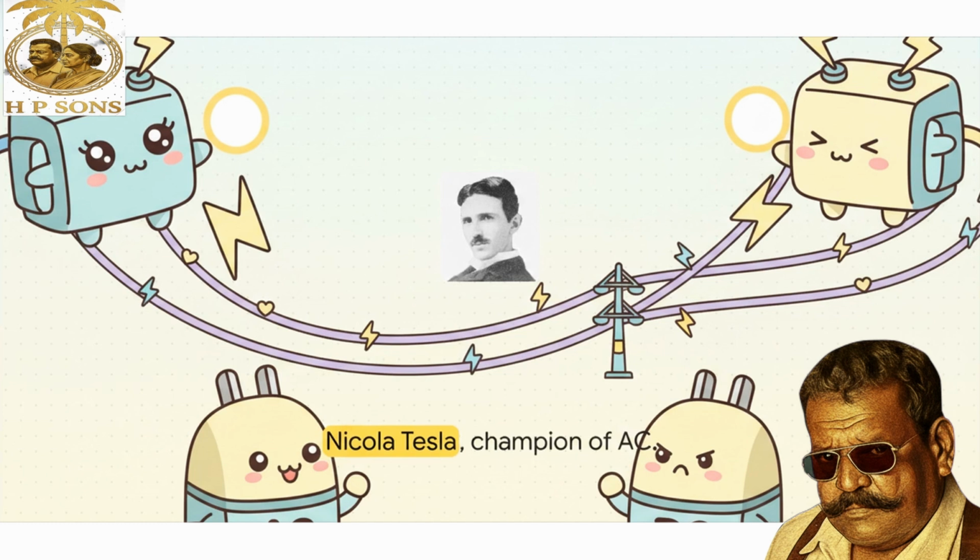And you might be wondering, why did they win this epic war of the currents? Well, the biggest reason is that alternating voltage can be easily and very efficiently stepped up or stepped down by transformers. This means we can transmit electrical energy economically over huge distances without losing all that precious power to heat along the way. It was an absolute game changer.